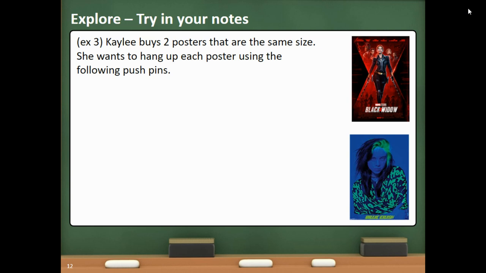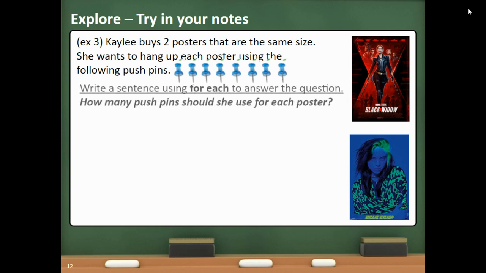This is example number 3. Kaylee buys 2 posters that are the same size. She wants to hang up each poster using the following push pins. Count them out. Write a sentence for each, using for each to answer the question. How many push pins should she use for each poster? So take a moment, pause, and write that down.